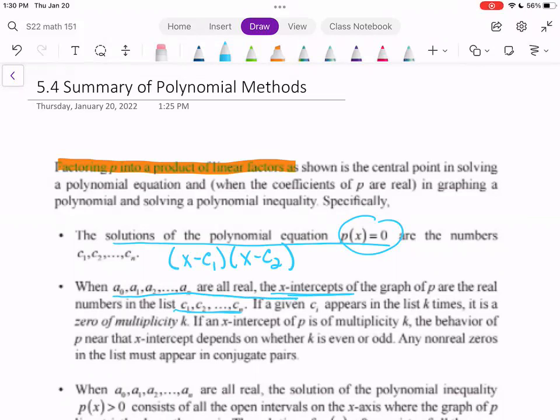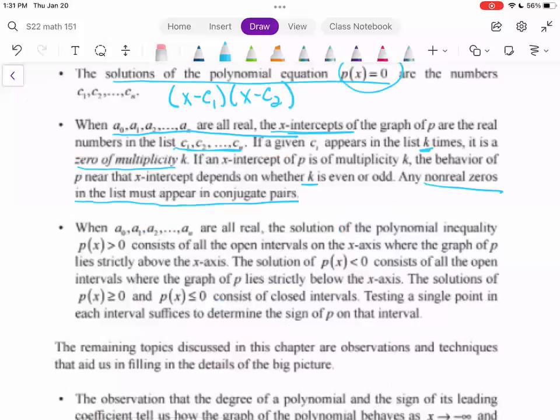If that given c value appears multiple times, then it has the multiplicity of that value. And we can determine the behavior based on whether that multiplicity is even or odd. It's either going to cross the x-axis at that point, or it's going to stay on the same side. If it's a non-real zero, so it's not an intercept, but still a solution, then it has to occur in a pair.